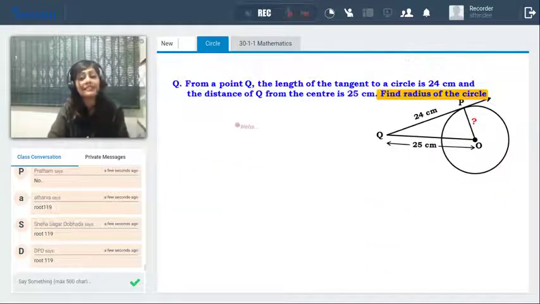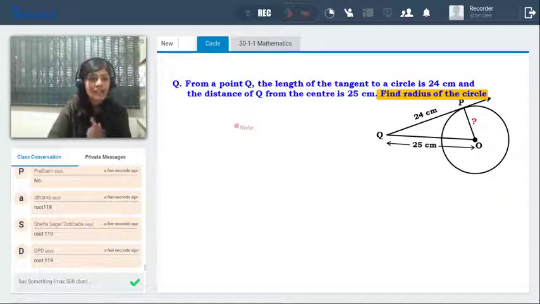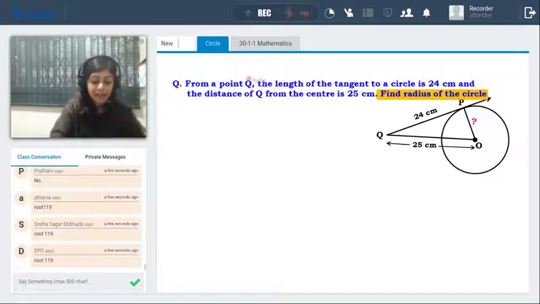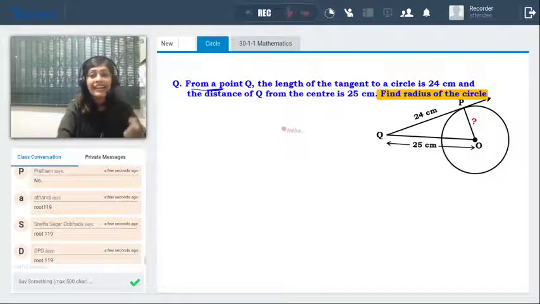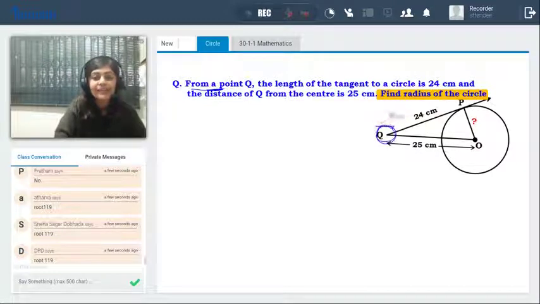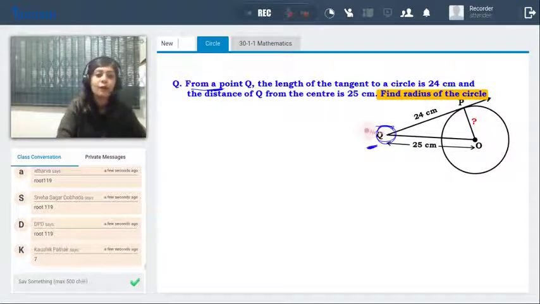Okay, the next sum is a very similar sum, but I'll be taking it because we need to understand the terminologies of this sum properly. Now pay attention. In the previous sum, you had a tangent at a particular point. What do you see out here? From a point Q. So when we say from a point Q, it means any random point Q. So can I say Q is the exterior point of the circle? Whenever you have from a point Q, that means Q cannot be your point of contact. Q has to be an exterior point.